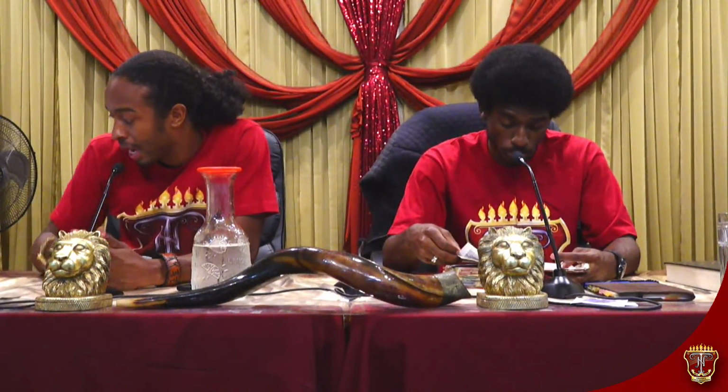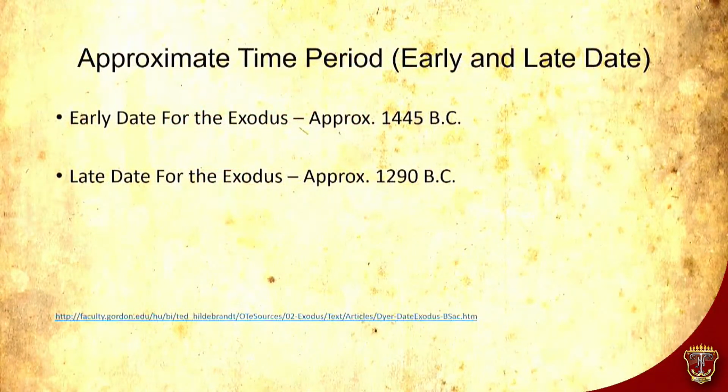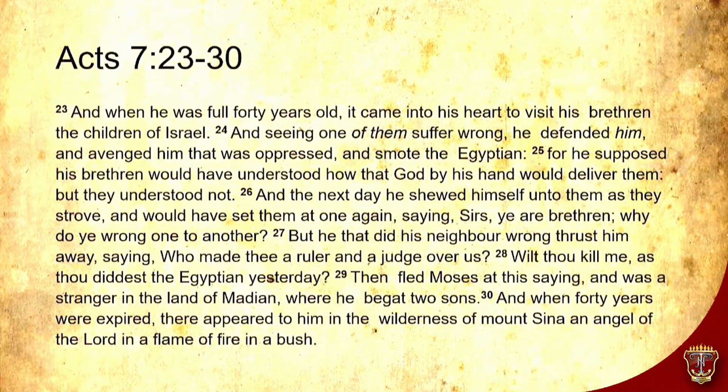Let's flip over. I want to deal with the timeline. There are two time periods that are most noted as it pertains to the Exodus, and we're going to work backwards. The early date, the one furthest back, was approximately 1445 BC. The later date for the Exodus was approximately 1290 BC, and you can find this on Gordon.edu, the university's website.